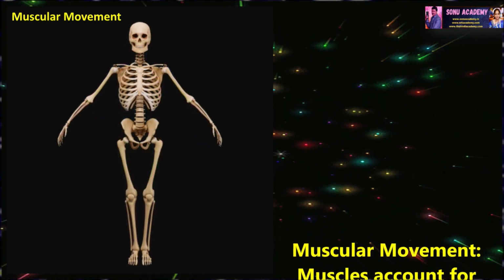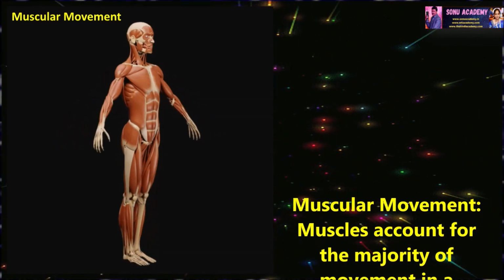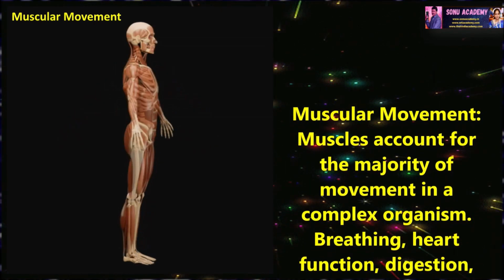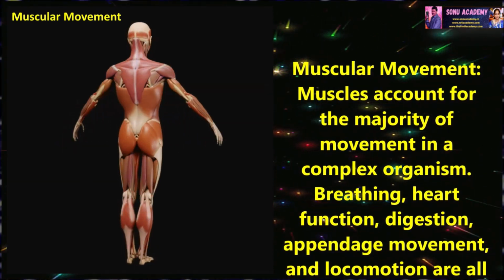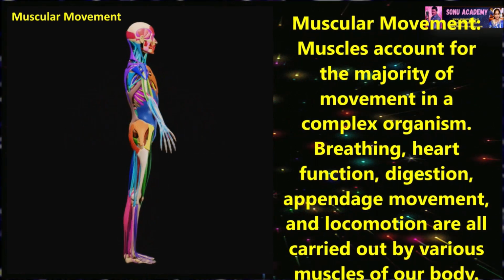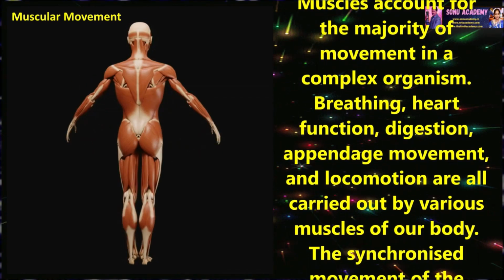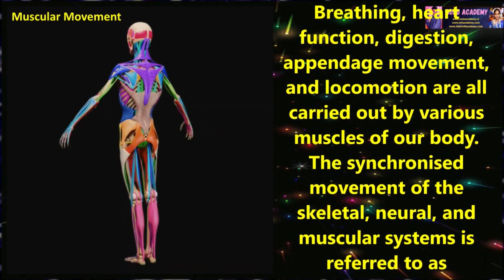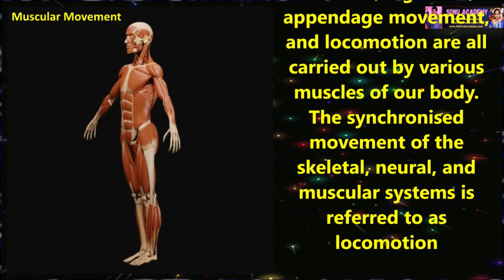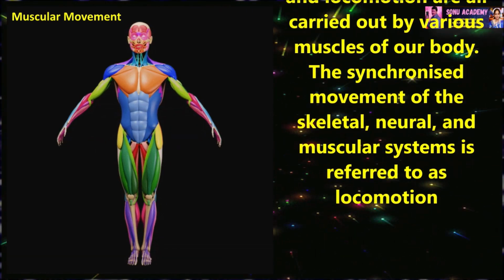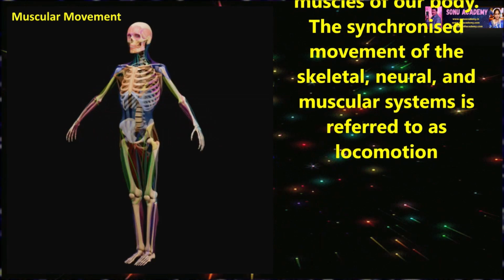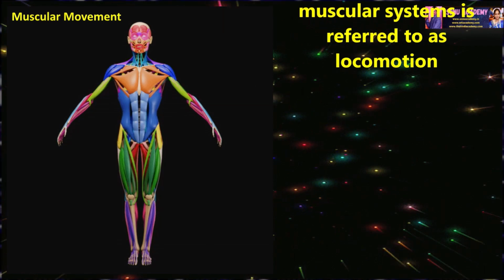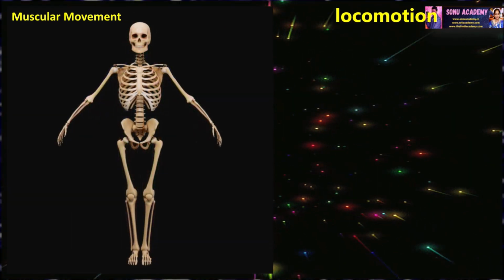Children, now let us discuss muscular movement. Muscles account for the majority of movement in a complex organism. Breathing, heart function, digestion, appendage movement, and locomotion are all carried out by various muscles of our body. The synchronized movement of the skeletal, neural, and muscular systems is referred to as locomotion. Muscular movement is the movement of the body caused by muscle contraction. Muscles are responsible for most of the movement in multicellular organisms, including breathing, digestion, and movement of limbs.